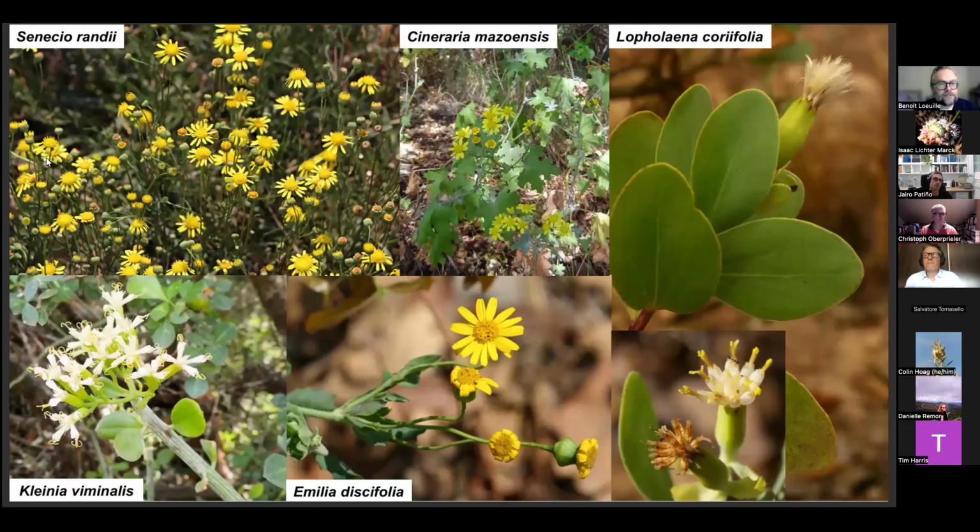Some examples of the Senecioneae diversity in the area. Senecio rhodesianus, endemic of Zambia, Cineraria mazoensis. There are also a lot of Emilia. Here an example of Emilia discifolia. With fleshy leaves, Lopholaena coriifolia, a species endemic from Mozambique. And also Kleinia viminalis, the new combination with a succulent stem and leaves.